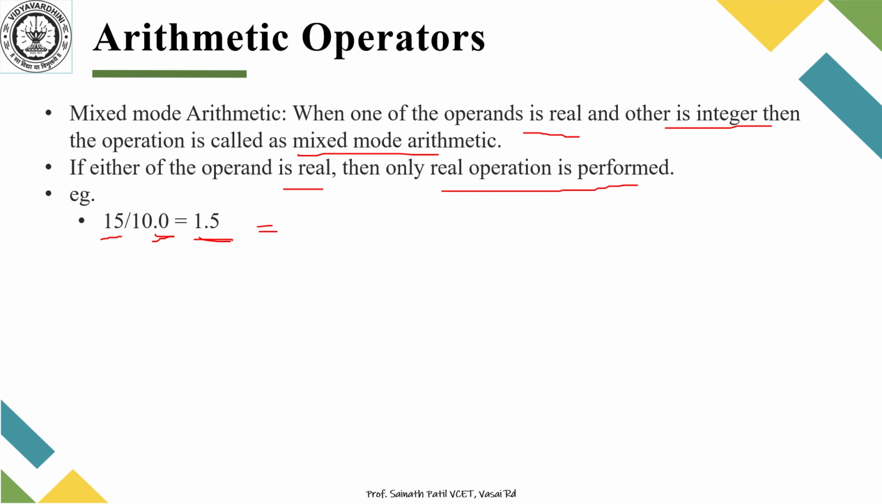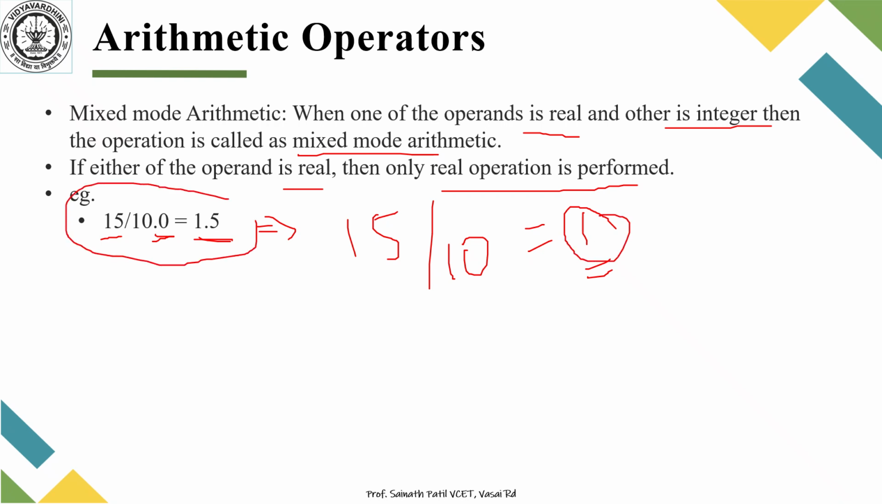Now in this case, suppose we represent these two numbers as 15 divided by 10, that is integer numbers without a decimal point. So the answer will be 1. The decimal part will not be considered, it will be truncated because the answer will be an integer. So the mixed mode arithmetic is where one number is float and the other is integer, and the result will be in float.